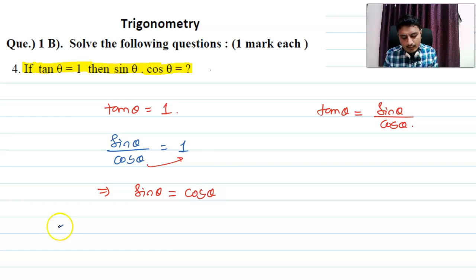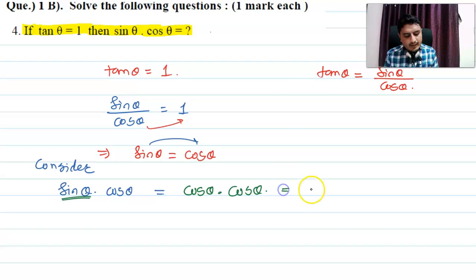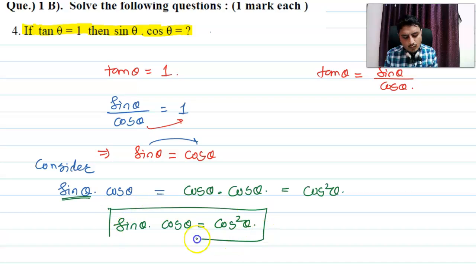So we have to evaluate here the value of sin theta into cos of theta. So if we know here sin theta value is the same as that of cos theta, we are replacing this sin theta by its value as cos of theta. So cos of theta into, now we have the cos theta itself, 2 times multiplication, we are getting the cos square of theta here. That means the value of sin theta into cos of theta is equal to cos square of theta, once we have been given here tan of theta value is equal to 1.